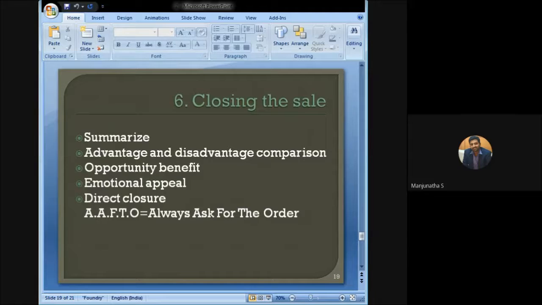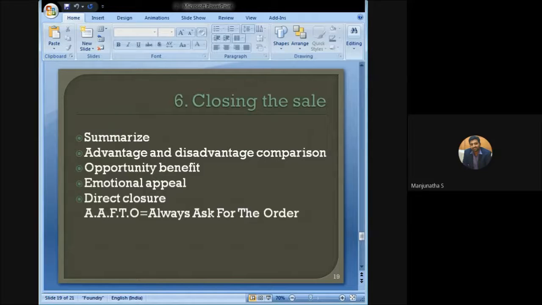Then emotional appeal. We need to connect emotionally as a salesperson. That is a main strategy, or we need to have that skill. We have to connect the product with the customers emotionally.